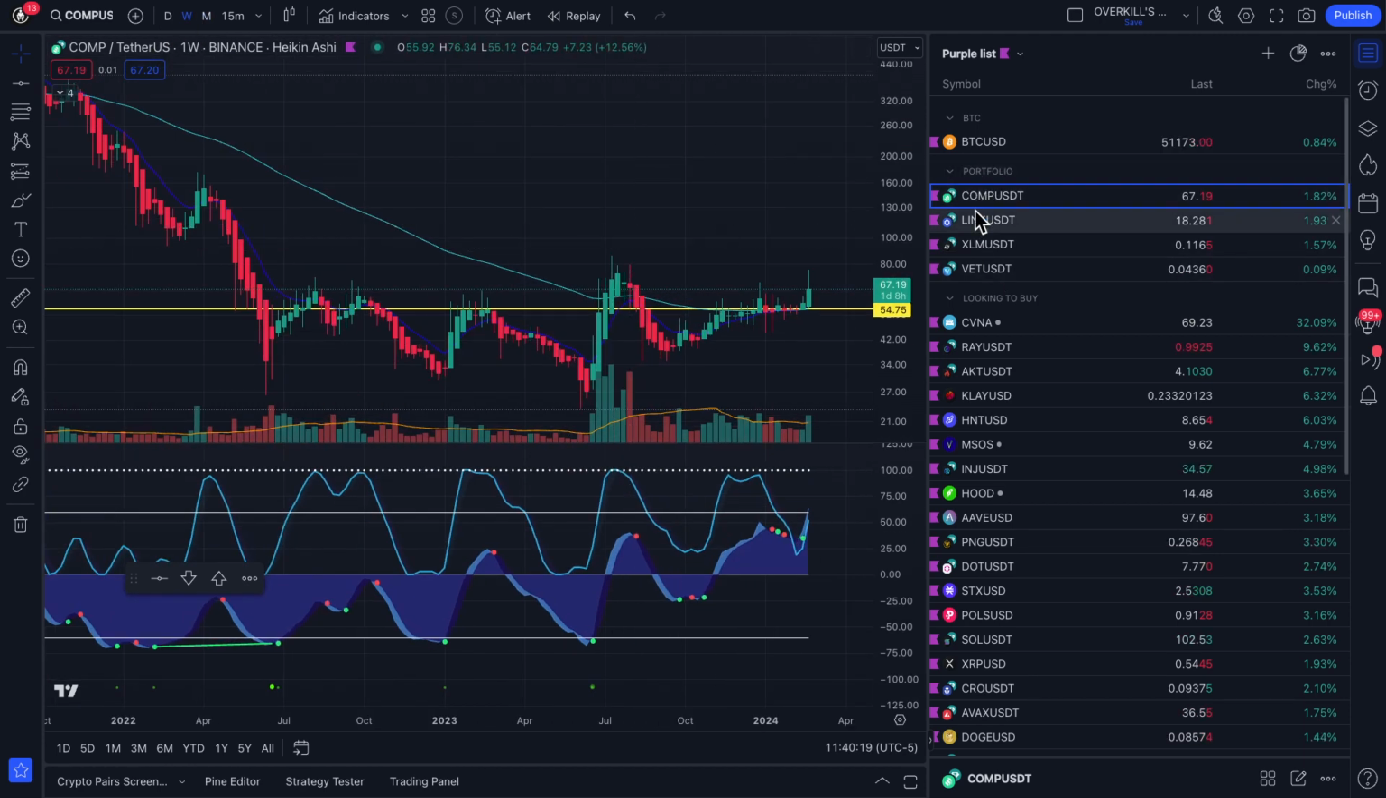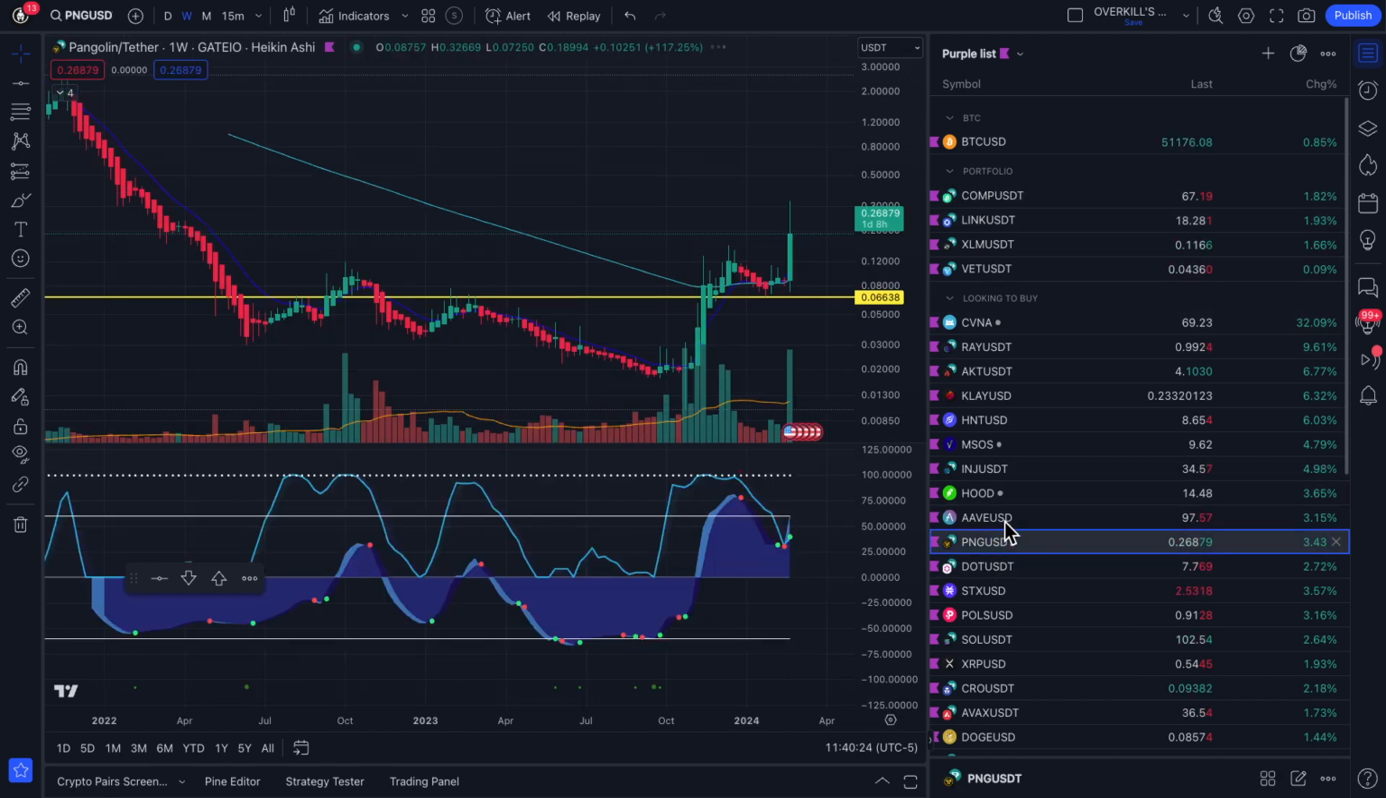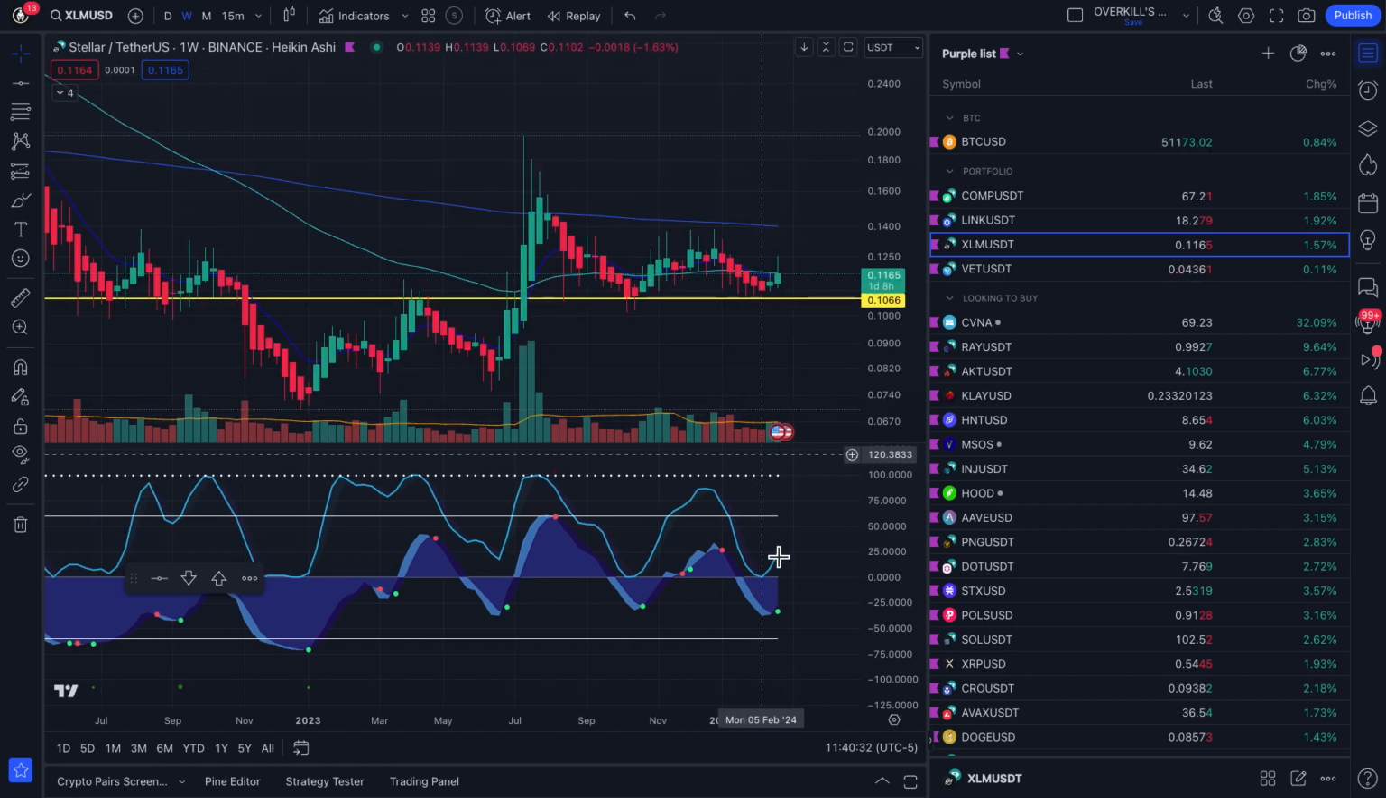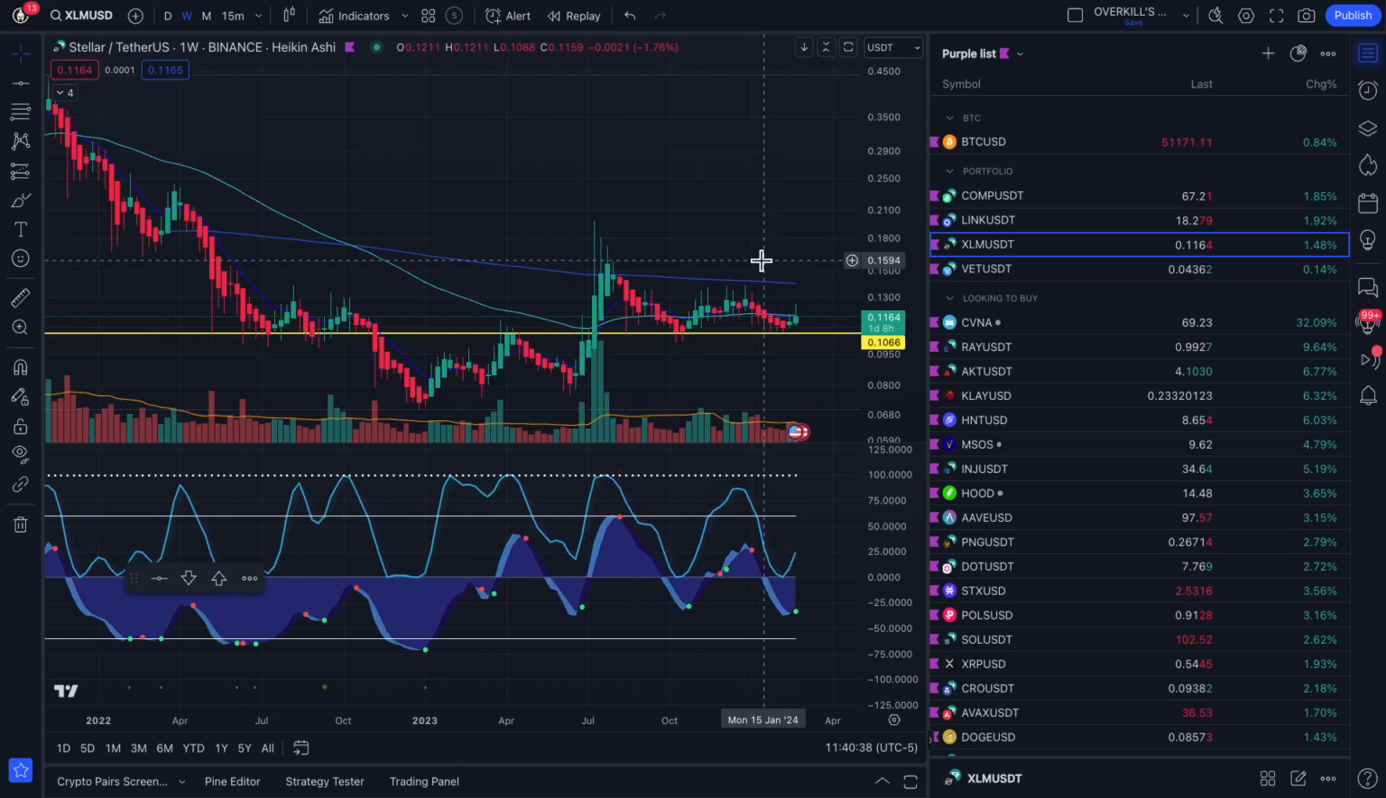I only own 4 names right now. I cashed out my PNG. I dropped the video, but I literally cashed out for a 337% gain. I rolled all of that into XLM. So I'm playing XLM right now, just off the green dot this week. It's given us a double bottom, so I think this thing's going to continue up. Where it's going to hit, I have no idea.